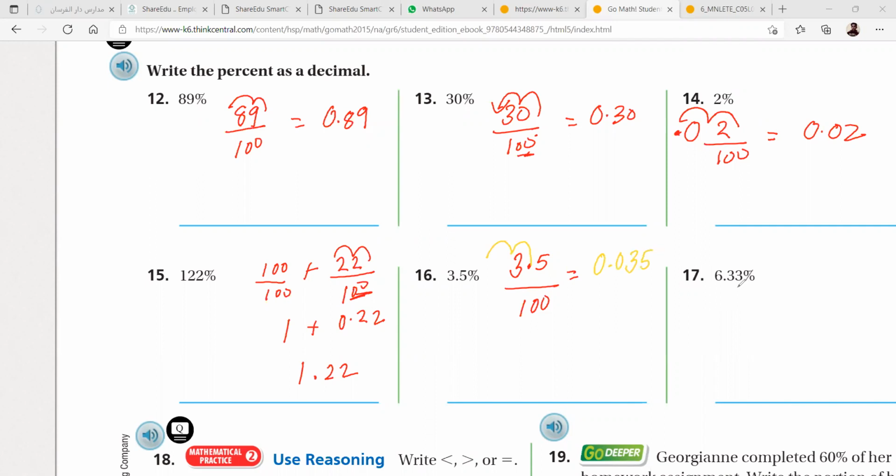Haifa? Yes. 6.33. What should you write as? The percentage means in the denominator, what will you write? 6.33 over what? Yalla, Haifa, 6.33 over? Come on. Percentage means over what? Haifa, I told you from the beginning. Percentage means in the denominator it will become 100, okay? Okay, Haifa?